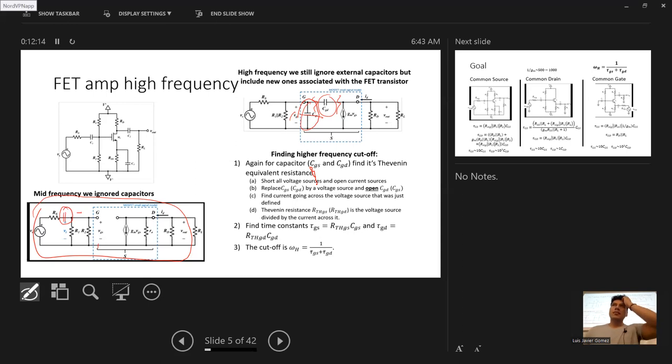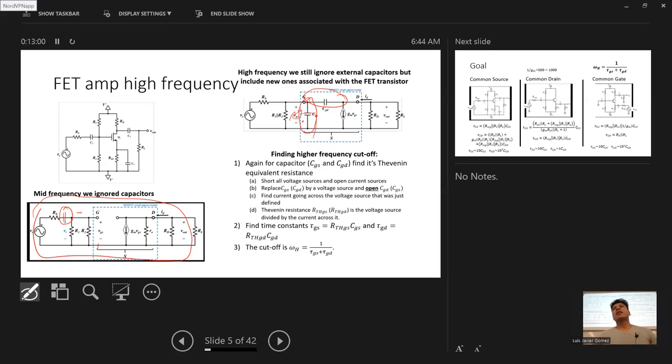Yeah, go ahead. Sorry, you were saying that you short the other capacitor, but you leave one in this one? When you're looking at high frequency, you're only looking at two capacitances, the one between the gate and the source and the one between the gate and the drain, because those were behaving as open in the small signal model. What you're doing in this process is assuming that one of them fails, so it stops behaving as open, and the other one is still working. Then you find the Thevenin resistance to figure out at what frequency that particular capacitor fails. And then you go to the next capacitor and do the same thing.